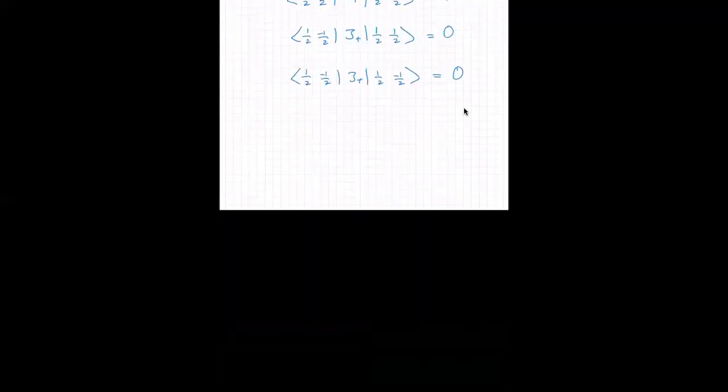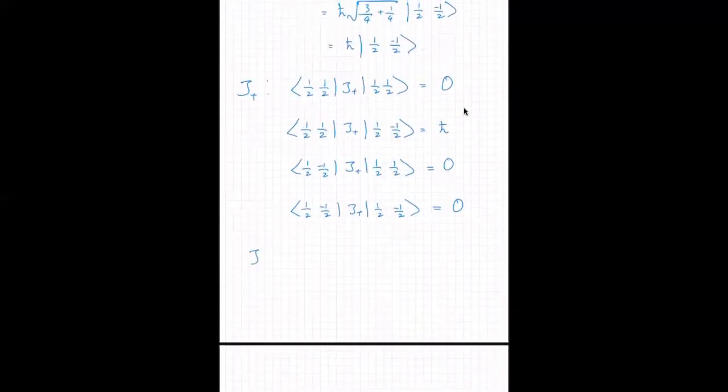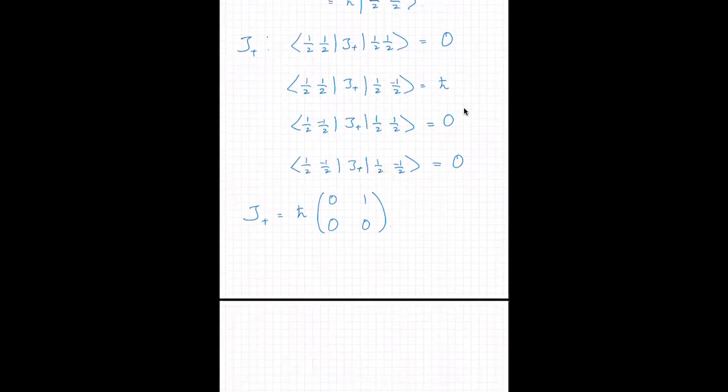Okay. So the J plus operator has a matrix form which is H bar. The 1, 1 element is 0. The 1, 2 element is 1. The 2, 1 element is 0 and the 2, 2 element is also 0. So J plus will necessarily be off diagonal. There will not be any diagonal elements because J plus changes the M value. So if you have any questions, please ask.